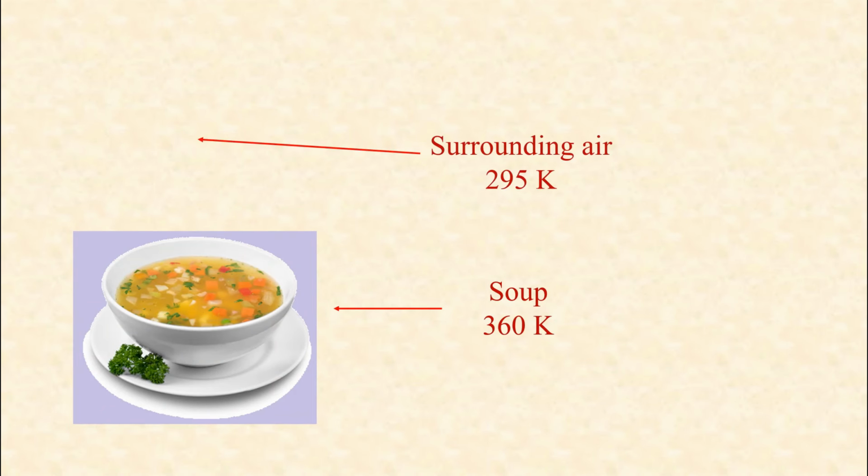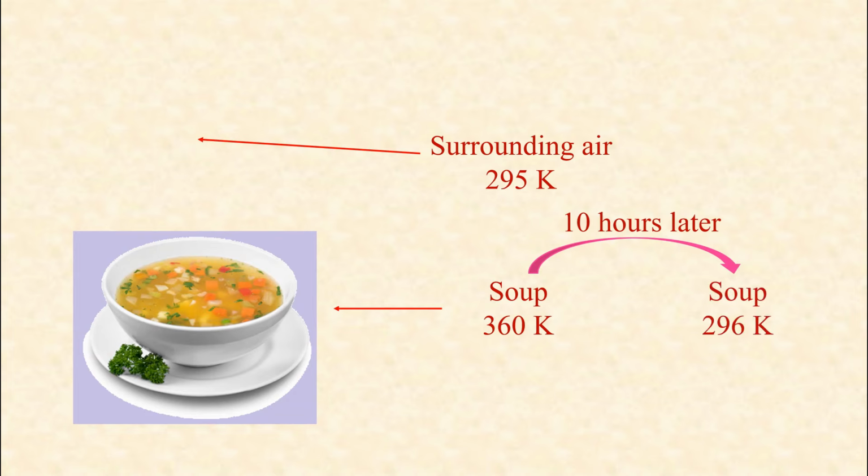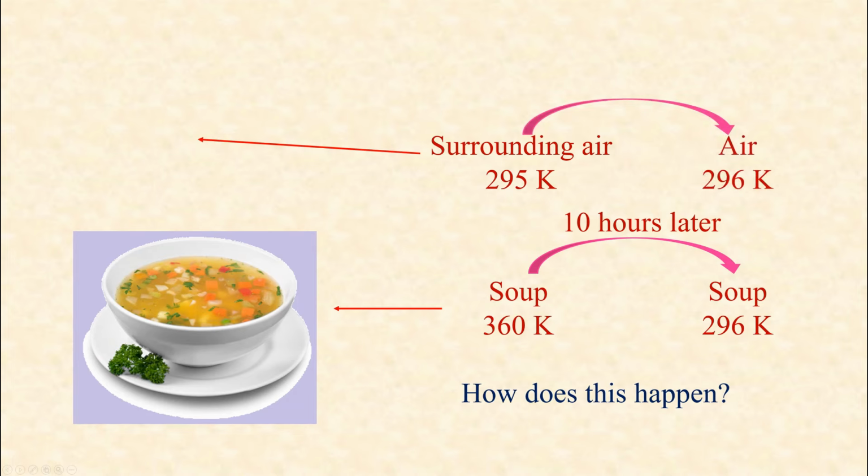Let's say we have a bowl of hot soup. The soup has a fairly high temperature, while the air around the soup has a much cooler temperature. If we allow the soup to sit on the table without eating it, after several hours, the temperature of that soup decreases. It gets cold. How does this happen? Well, the soup gets colder because it transfers its heat to the surrounding air, which means that the surrounding air gets slightly warmer.